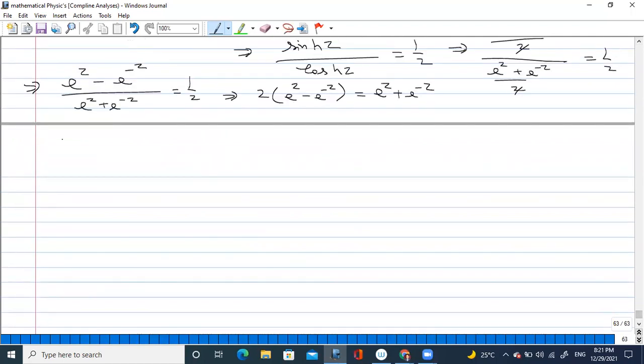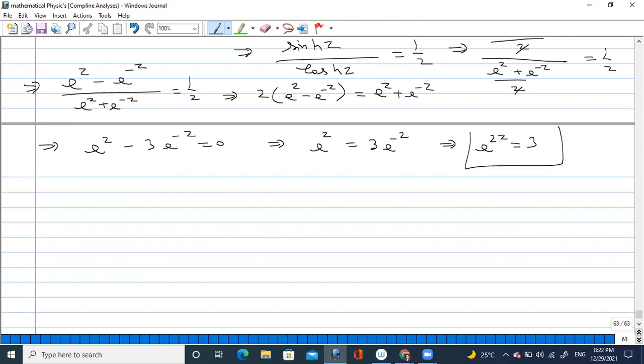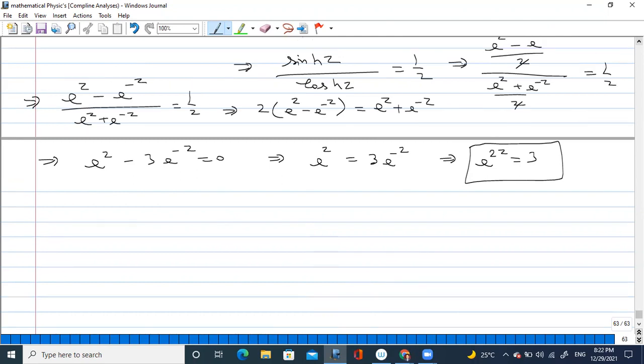Okay. So more simplified, it will be e to the power z minus 3 e to the power minus z equal to 0. Or you can say e to the power z equal to 3 e to the power minus z. Now multiply the whole equation by e to the power z, so then it will become e to the power 2z equal to 3. So this is my final thing. This is the value I can use because my equation can be converted into e to the power term, so that I can use.